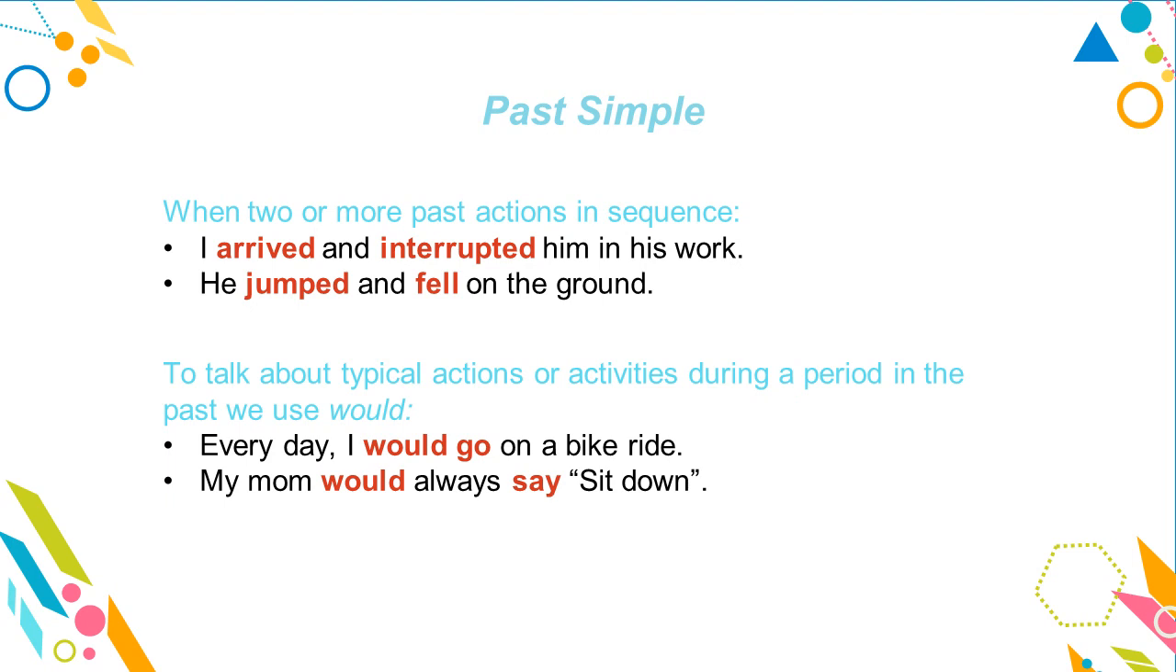We can also use the past simple for two or more past actions in sequence. For example, I arrived and interrupted him in his work. Another example would be, he jumped and fell on the ground. We can also use the past simple to talk about typical actions or activities during a period in the past, and we use would. For example, every day I would go on a bike ride. Another example, my mom would always say, sit down.